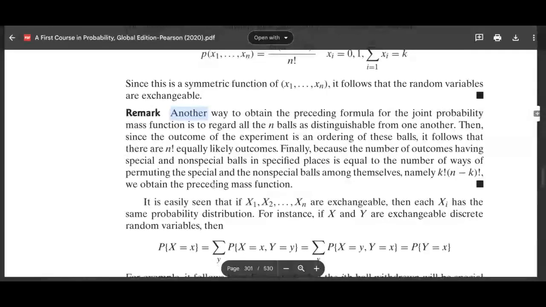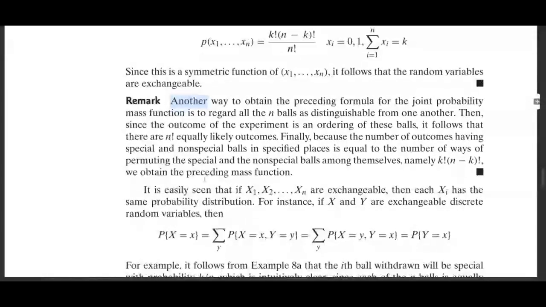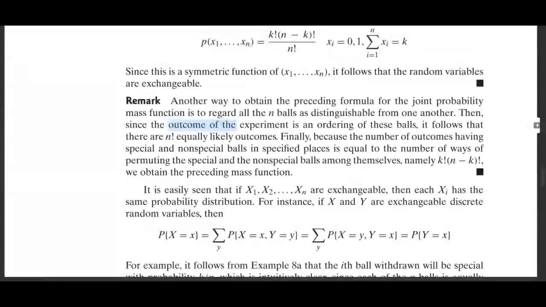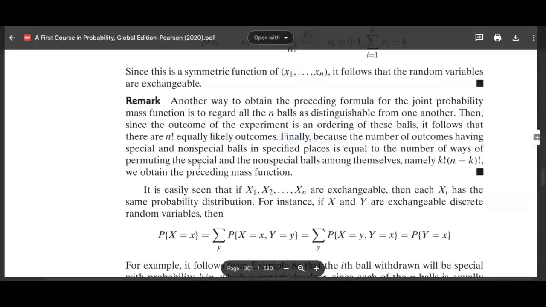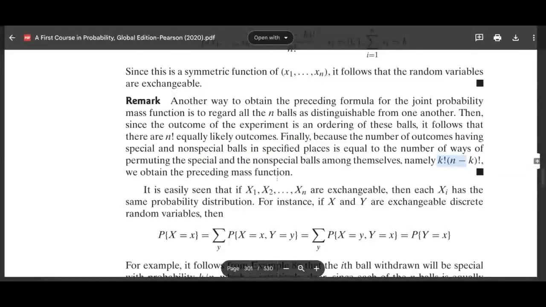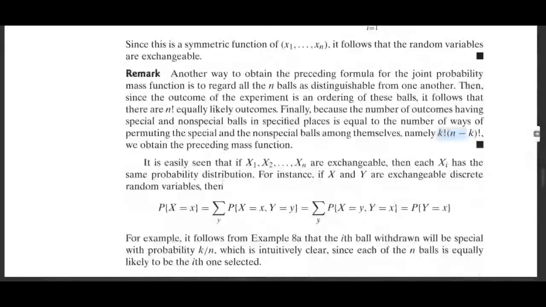So let's see this remark. Another way to obtain the preceding formula for the joint probability mass function is to regard all the n balls as distinguishable from one another. Then, since the outcome of the experiment is an ordering, now we have ordering because each ball is different, it follows that there are n factorial equally likely outcomes. Finally, because the number of outcomes having special and non-special balls in specified places is equal to the number of ways of permuting the special and non-special balls among themselves, k factorial times n minus k factorial, we obtain the preceding mass function as well.